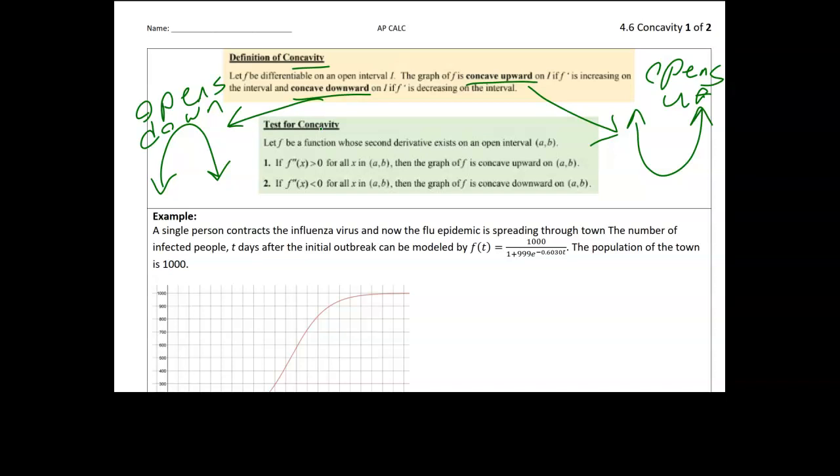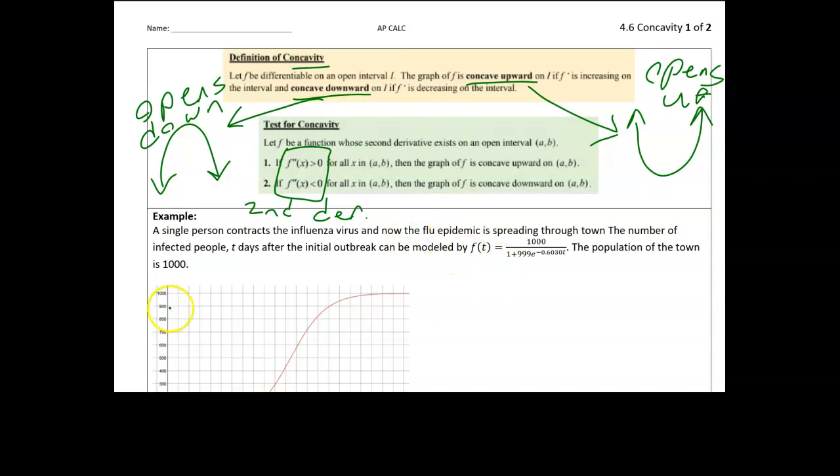So notice in my definition of concavity, my test for concavity, these both have f double prime in them. That's how you read that. So this is the second derivative, or the derivative of the derivative, right? So f prime is the derivative of f. f double prime is the derivative of the derivative of f. And that's what tells us whether a graph is concave down or concave up.